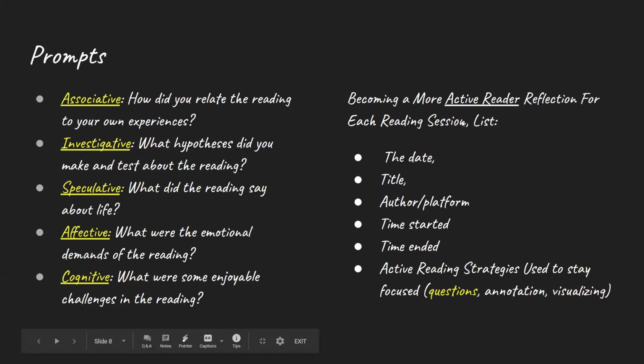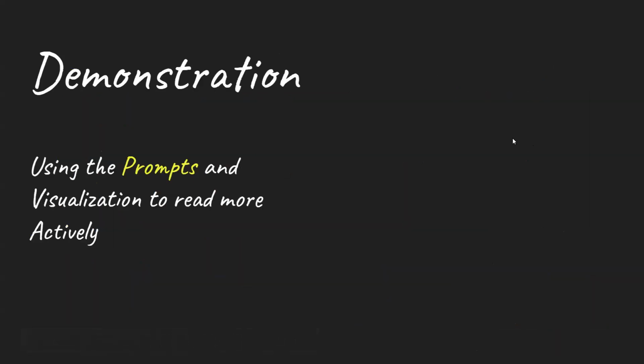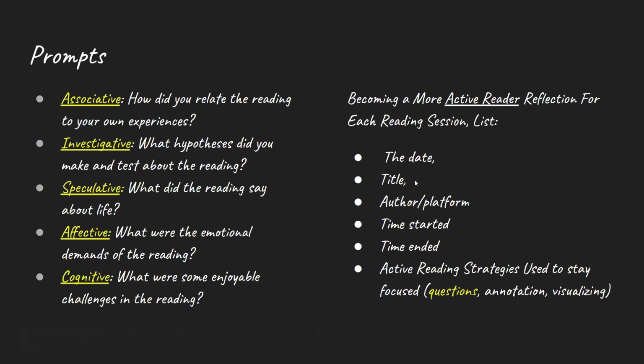And then for becoming a more active reader, your reflection would be, you would put the date, the title, the author and or platform, because not everything has an author if you're reading online, but you should say kind of where you found it. The time started, the time ended, and then any active reading strategies you use to stay focused, okay?